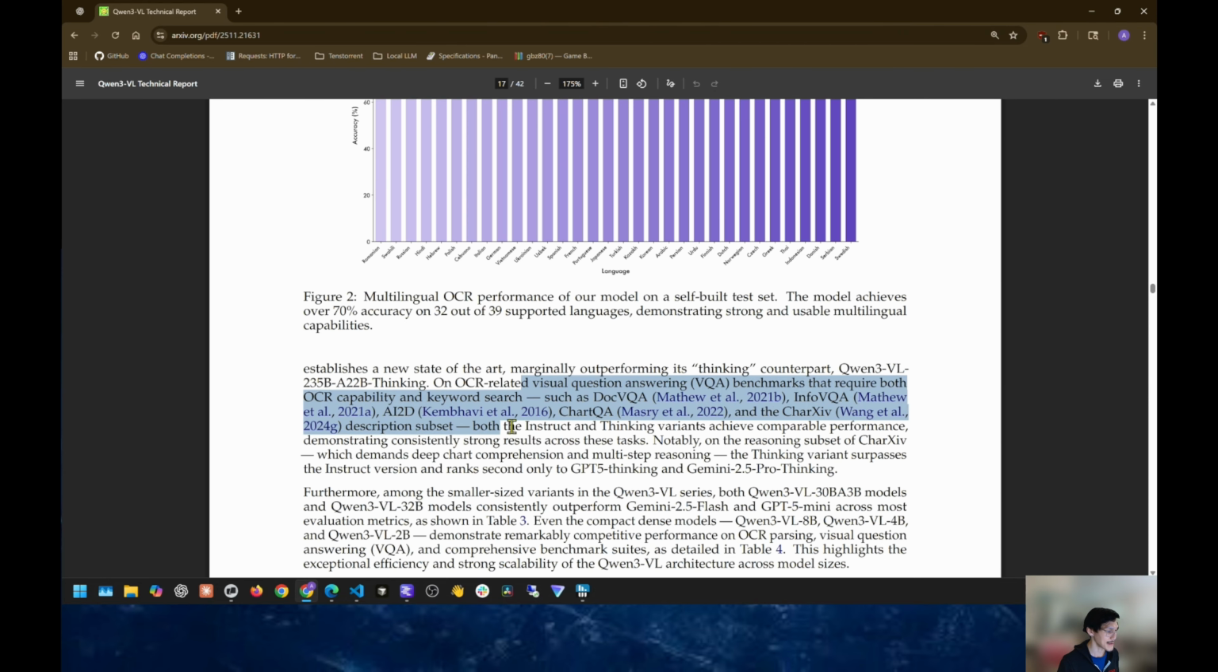Description subset, both the instruction and thinking variants achieve comparable performance, demonstrating consistently strong results across these tasks. Notably, on the reasoning subset of Chartarchive, which demands deep chart comprehension and multi-step reasoning, the thinking variant surpasses the instruct version and ranks second only to GPT-5 thinking and Gemini 2.5 Pro thinking.